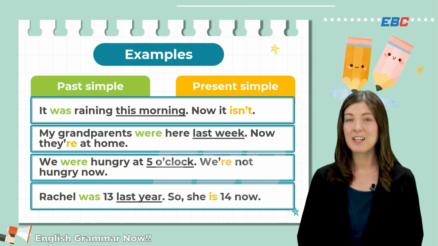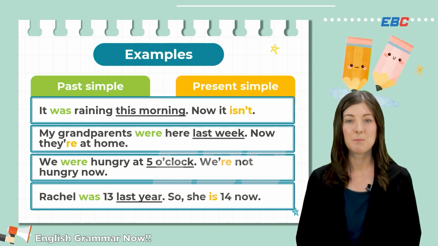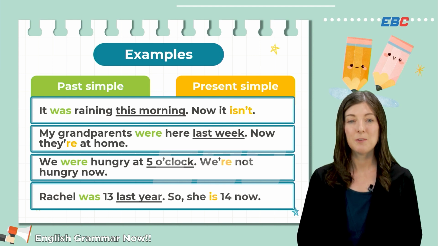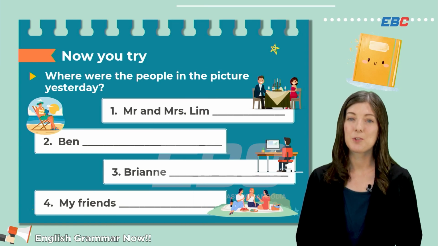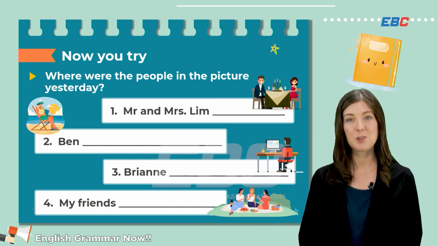I've underlined all the time phrases in these example sentences. This morning, last week, 5 o'clock, and last year. Then you can see in the present simple sentences, I've made it clear by adding the word now. Why don't you try? Where were the people in the picture yesterday? We have little pictures that you can write sentences about. Give it a try.